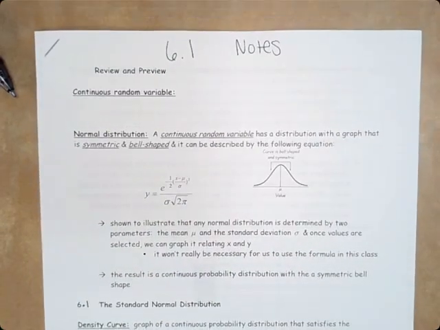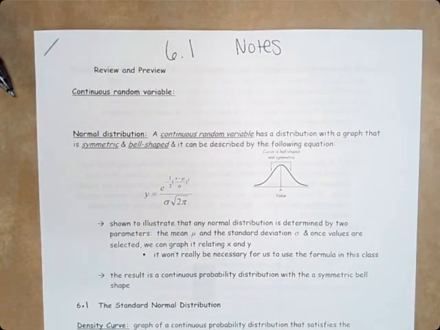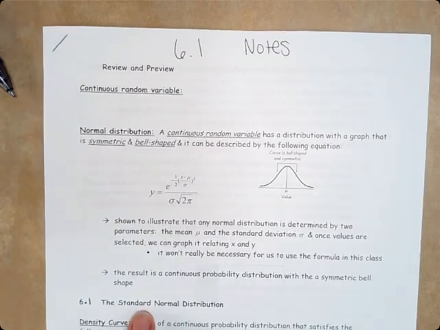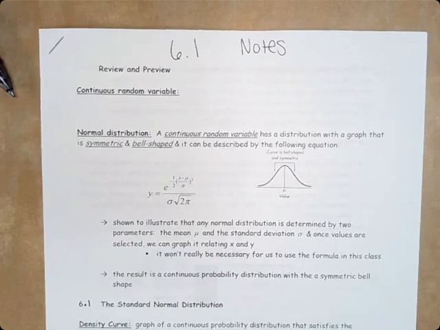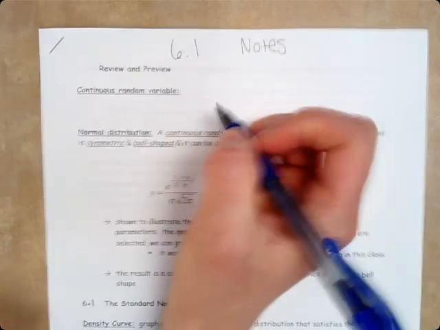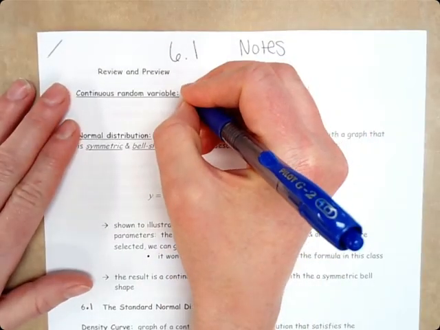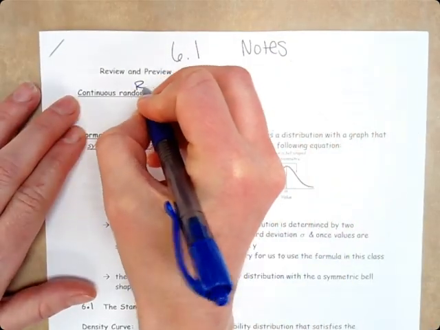Let's look at 6.1, which is continuous random variables. And we are looking at the standard normal curve. So just a couple of review items. One of them is continuous random variable. So remember that is the random variables, RV.